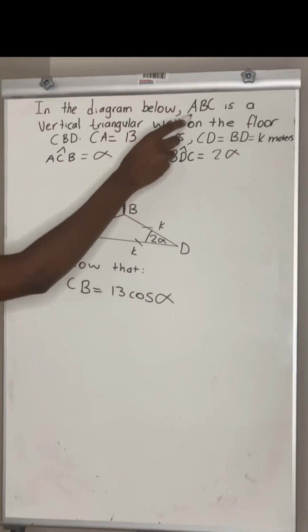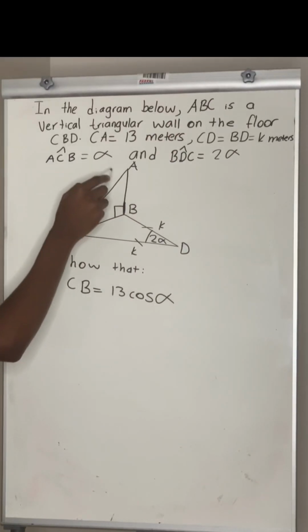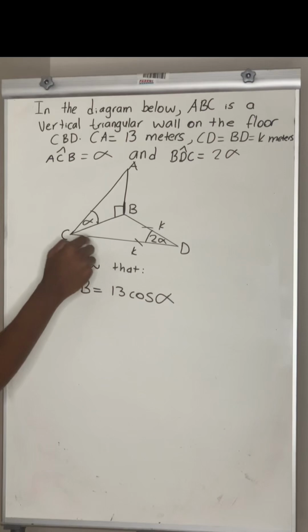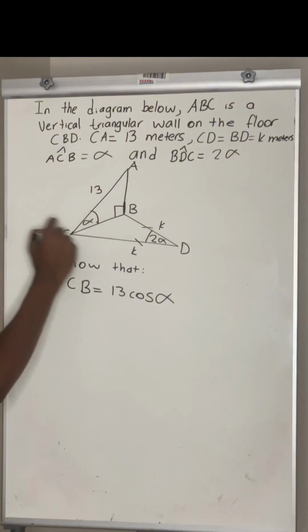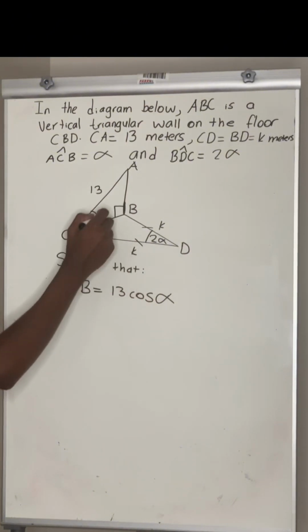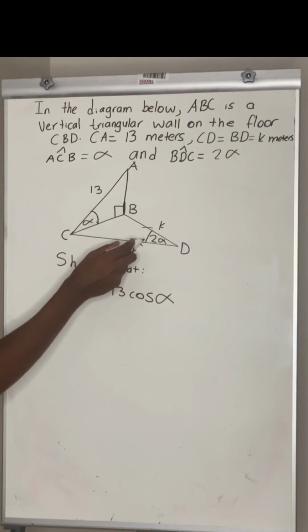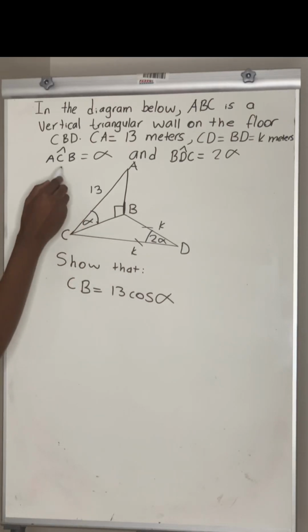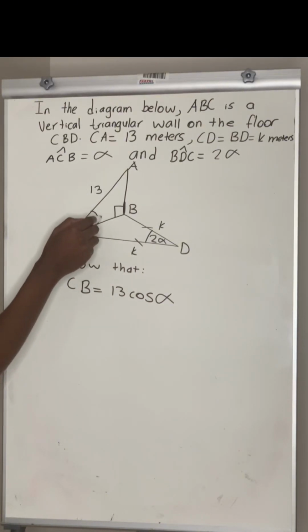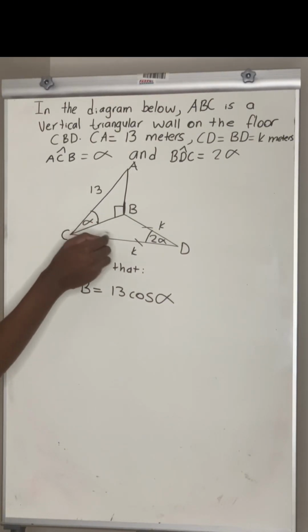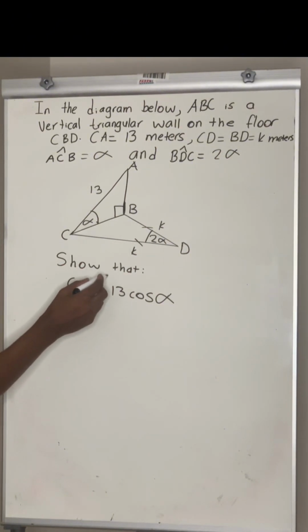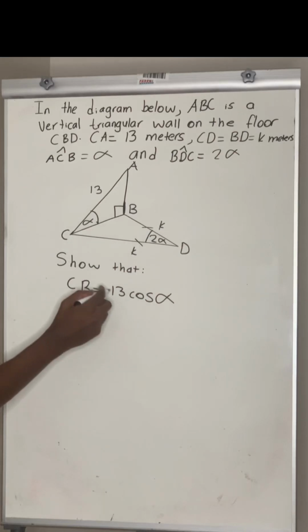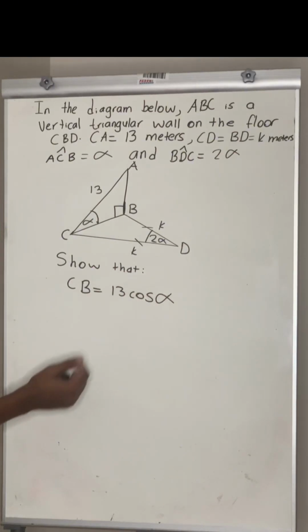In the diagram below, ABC is a vertical triangular wall on the floor CBD, where CA is equal to 13 meters. CD is equal to BD, indicated over here, is equal to k meters. Angle ACB is equal to alpha, and angle BDC is equal to 2 alpha. So we're asked to show that CB is equal to 13 cos alpha.